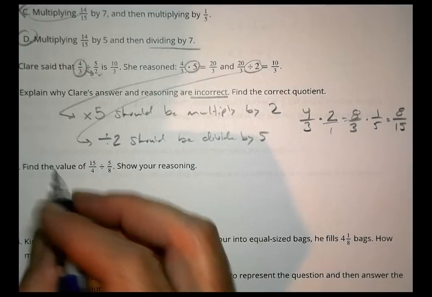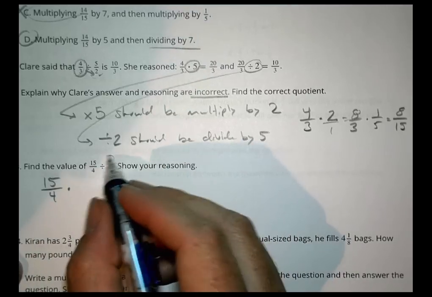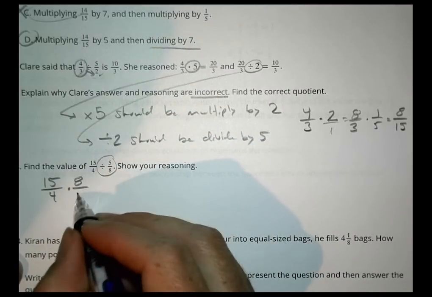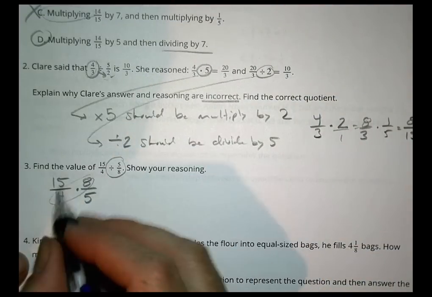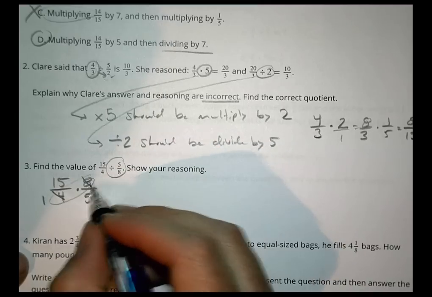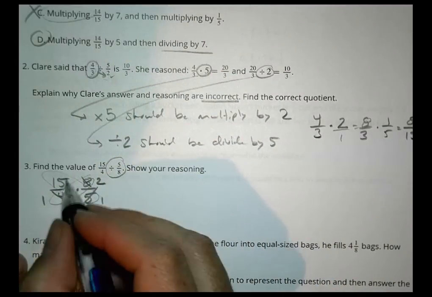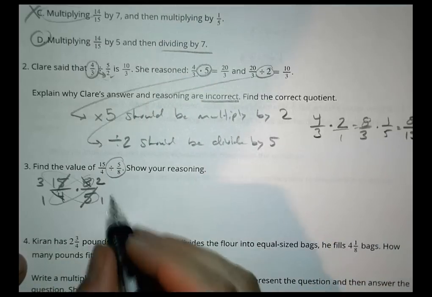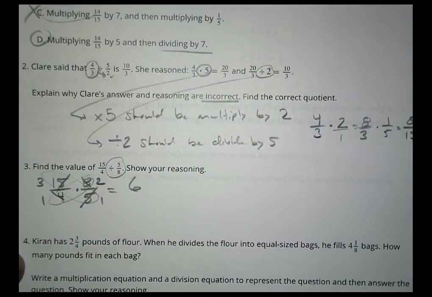Okay, let's find the value of this one. We have 15/4. We're going to multiply by the reciprocal, which is 8/5. Let's reduce 8 and 4. I know I have 1 4 there, and I have 2 4s there. I have 5 and 15. I have 1 5 here, and 3 5s in there. 3 times 2 is 6, and 1 times 1 is 1. So we leave it just like that, and that's all you have to do.